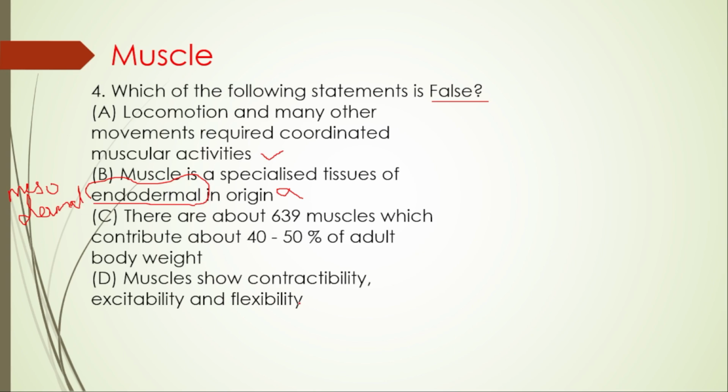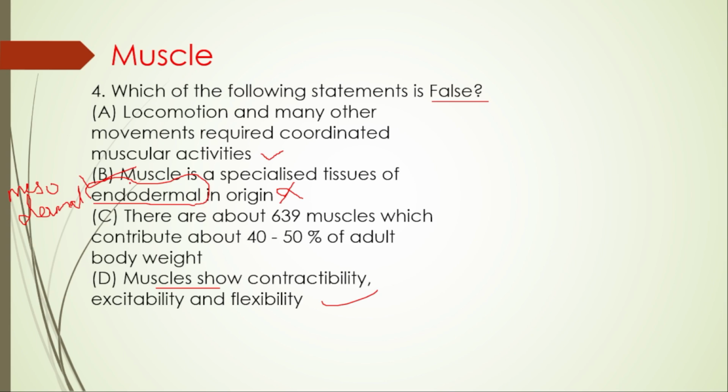And then D. Muscles show contractibility, excitability and flexibility. Yes, of course, muscles possess 4 key functional characteristics: excitability, contractibility, extensibility and then elasticity. Elasticity he didn't give, but these 3 are also muscle functional characteristics. So the D one is right. So the right option for the fourth question will be B. This one is false.